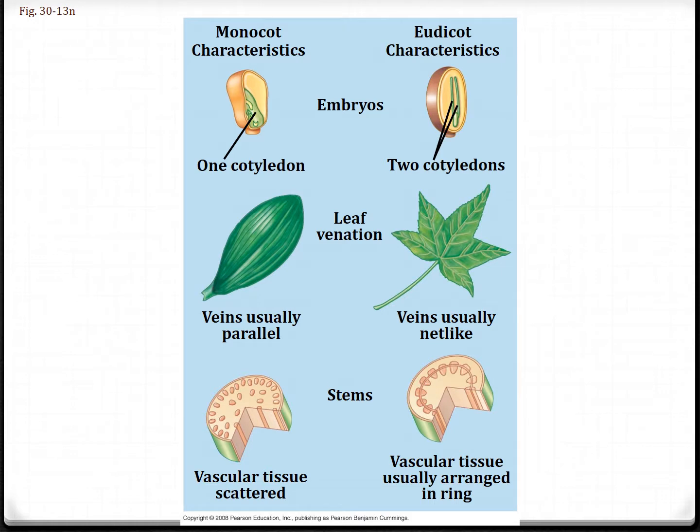So here we can see some of the differences. As I said before, the monocots have 1 cotyledon and the dicots have 2 cotyledons. Another way to tell the difference is that the veins in the monocot are parallel, so you can see here that they're all running parallel to one another, okay? Versus in our dicot, it's more of a net, so you can see it branches out a little bit, and it's not parallel. Also, if you look at the stems, the vascular tissue is scattered in the monocot, and it's arranged in a ring in the dicot.